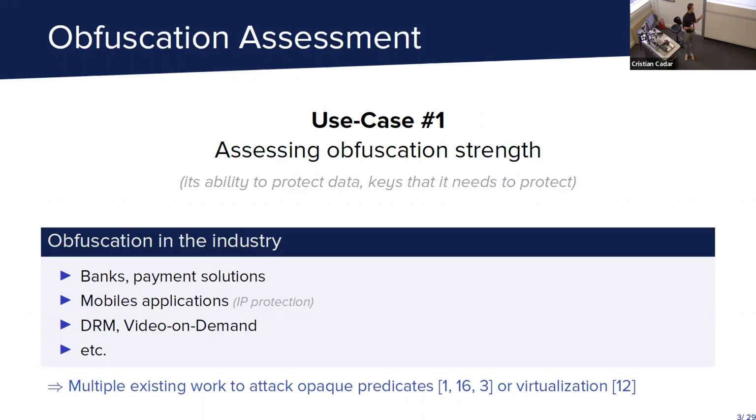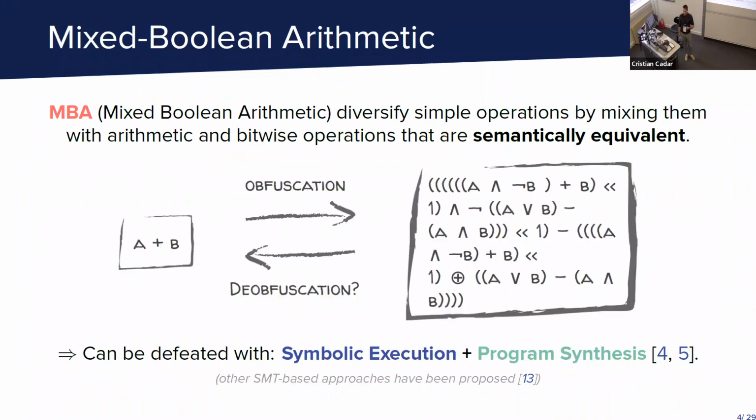There has been a lot of work on breaking some techniques like opaque predicates and virtualizations, but as we only have 15 minutes, I will not have the time to discuss them. So we will focus on one transformation, which is called Mixed-Boolean Arithmetic. And the obfuscation is the following. Let's take this small A plus B: you can obfuscate it by adding some bitwise operations and arithmetic on that expression to make it way more complex to understand. But yet they are still semantically equivalent.